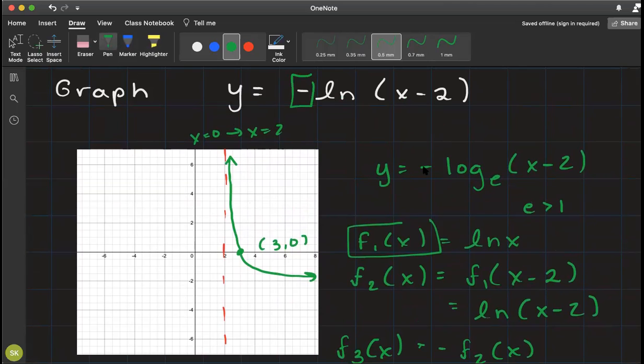Of course, I can ask you things like, what's the domain of this function? And you're going to say, well, you don't even have to look at the graph to figure that out. You just say whatever's in here, x minus 2, has to be greater than 0. So x is greater than 2, but you can see that from the graph as well.